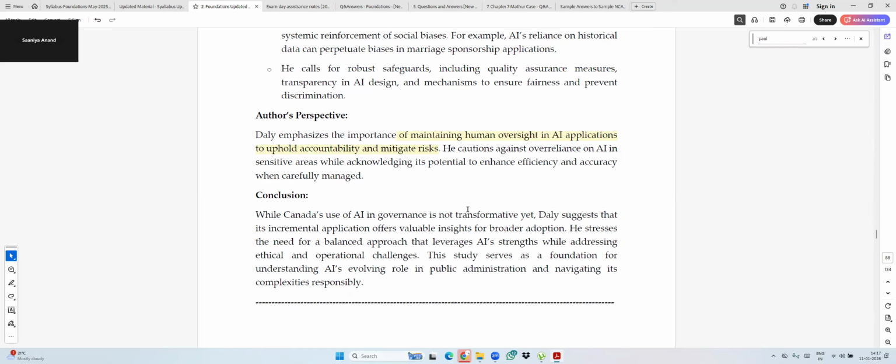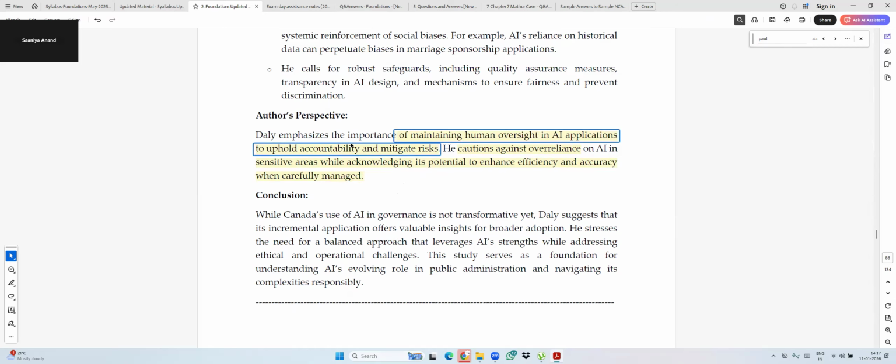Using AI, reliance on AI is a new thing. He cautions against over-reliance. Yes, exactly. 100% don't rely on AI, especially in sensitive areas, while acknowledging its potential to enhance efficiency and accuracy when carefully managed. So, of course, you can use it to the fullest extent, but only with proper review. And it has to be overseen by the human, because ultimately we need to hold the person accountable.